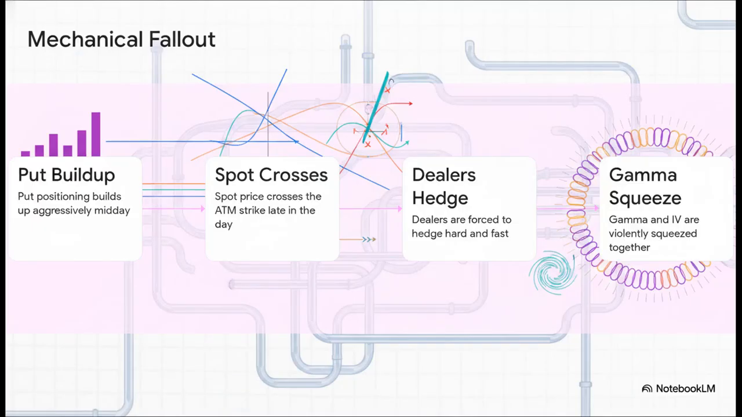Well, the answer lies right in the plumbing of the market itself. And this brilliantly illustrates how mechanics can override sentiment. Earlier in the day, the put-call ratio showed put positioning building up aggressively midday. As the market dropped, the spot price sharply crossed the at-the-money strike late in the session. This forced dealers to hedge hard and fast. In those frantic final hours, gamma and implied volatility tend to get violently squeezed together, completely regardless of which direction the spot price is actually moving. The system essentially chokes on its own hedging requirements.